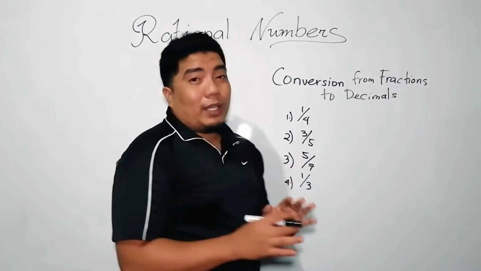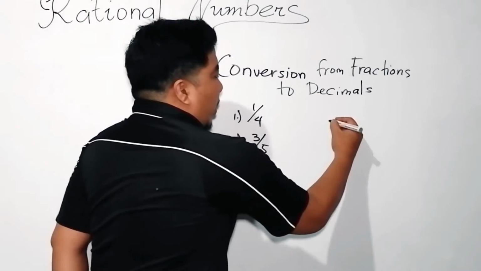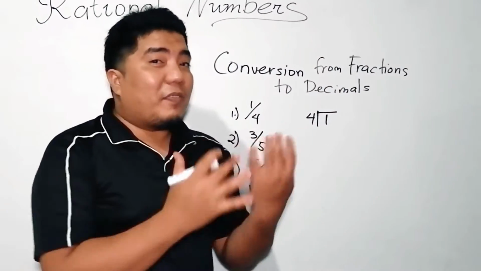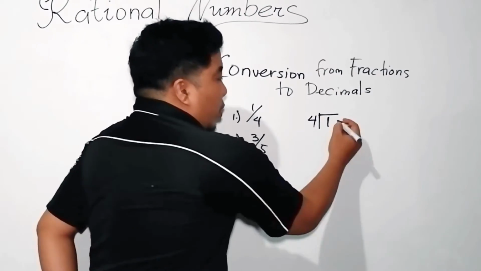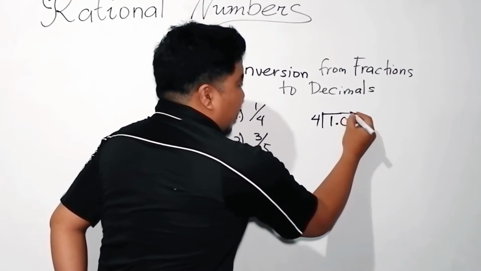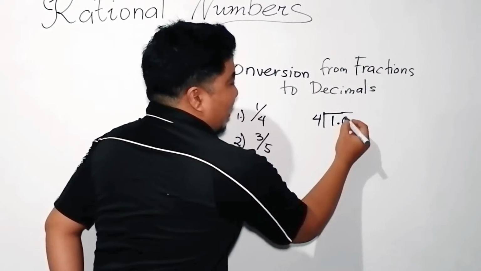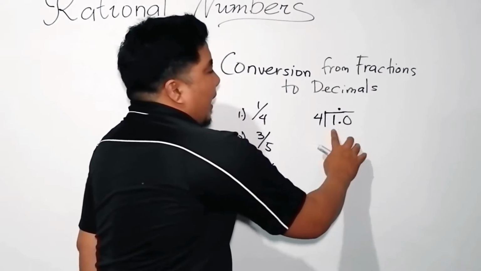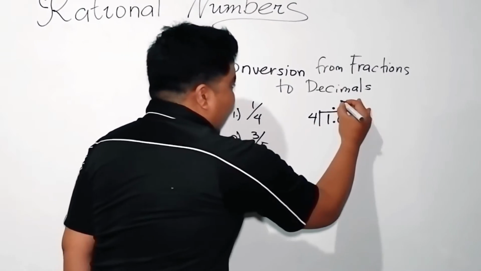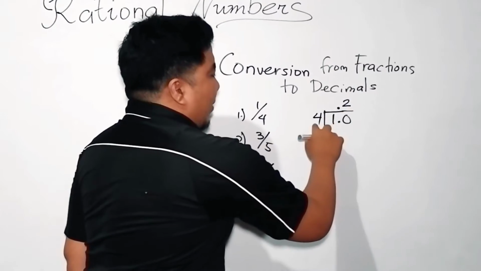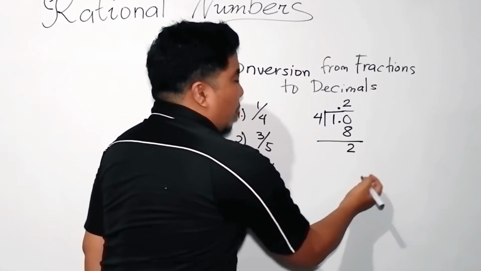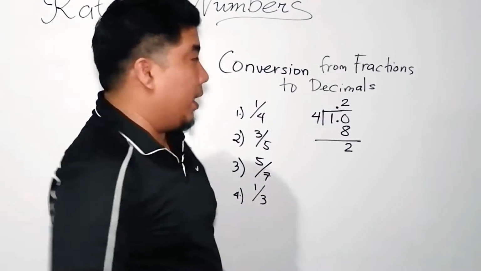Okay, now let's start with 1/4. What you will do here is divide 1 by 4. Now, 1 divided by 4 cannot be done, right? So you will add a zero. Since you add a decimal here, you will put a decimal point there. Now, this is 10. 10 divided by 4 is 2. 2 times 4 is 8. You subtract this one, the answer is 2. Now, you still have a remainder.